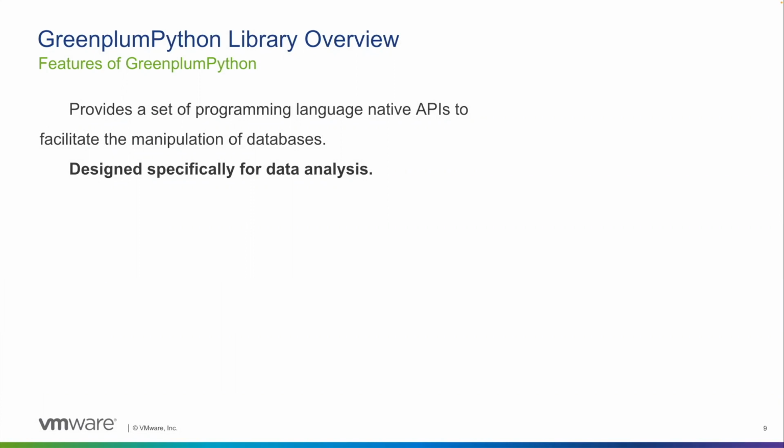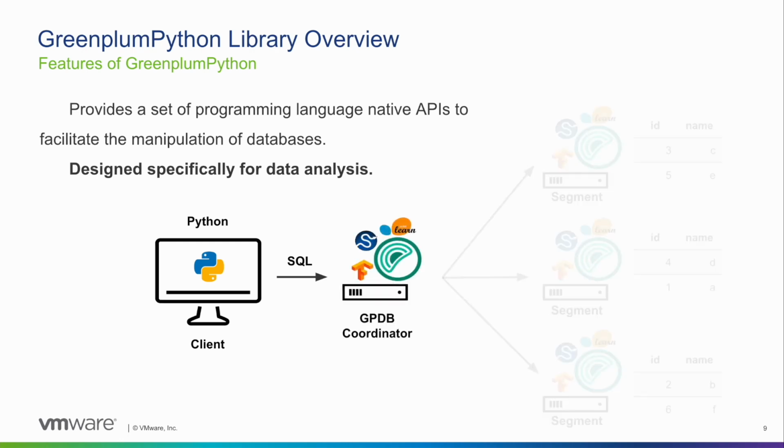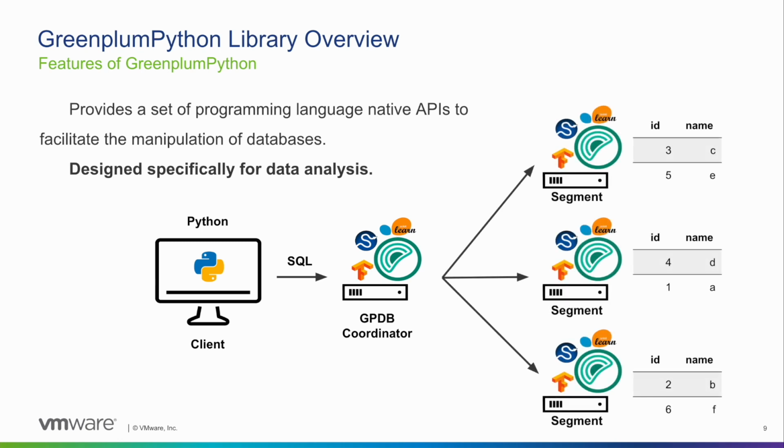Basically, it's installed on the client side, either locally or on a remote server, and can be used within Python environments such as Shell or Jupyter Notebook. And with Greenplum Python, users only need to write Python commands, and the library will transform these commands into SQL queries on the backend and execute them in the database where large amounts of data are distributed across different segments.